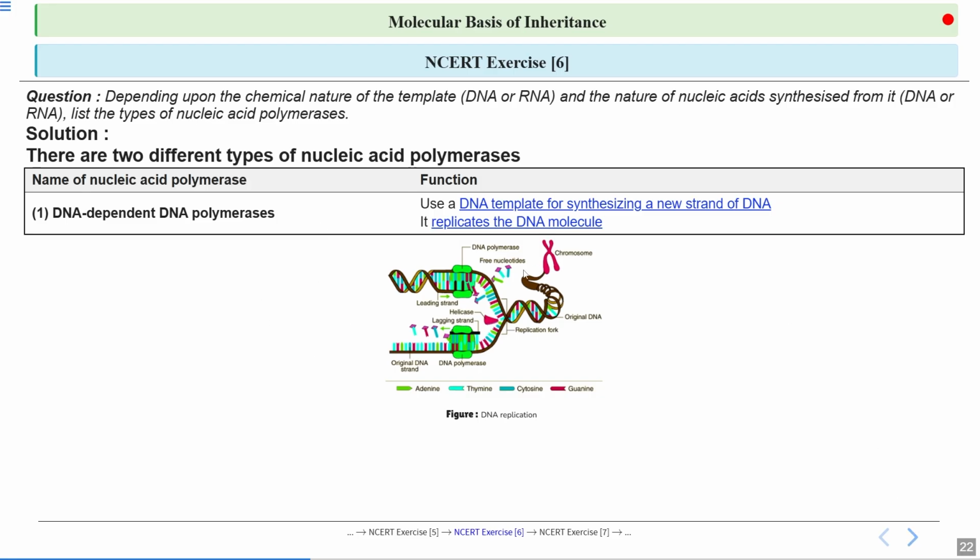So here DNA replication has been shown. Here is the DNA polymerase, and we know what it can do. It can add the nucleotide to the newly synthesizing strand. And in which direction? They can add in the 5' to 3' direction.